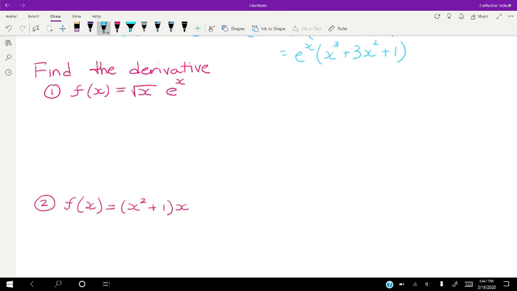All right. Let's see how you guys did. So we're going to find the derivative. Looking at this first function, we definitely have a product, so we have a product rule. That's perfect. E to the x, we know how to take that derivative. What about the square root of x? What can we do for that to help us solve it?